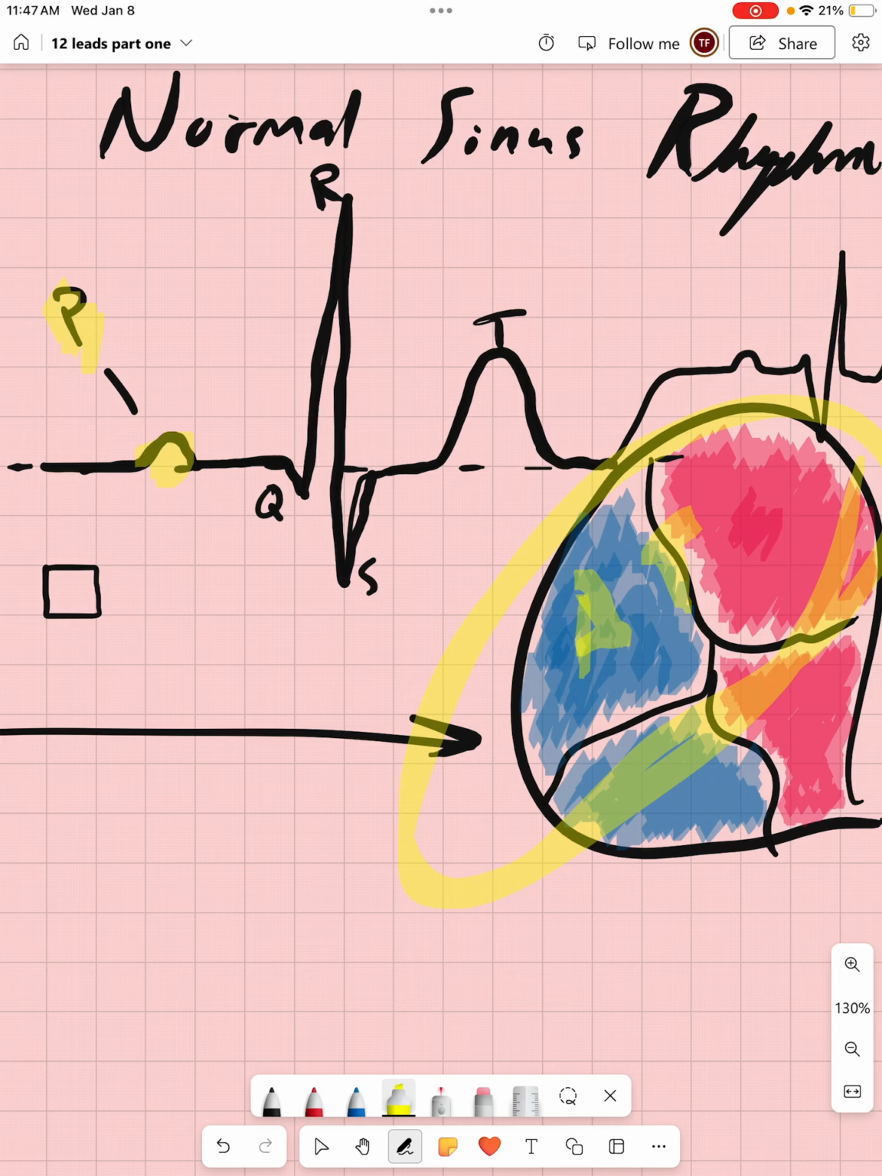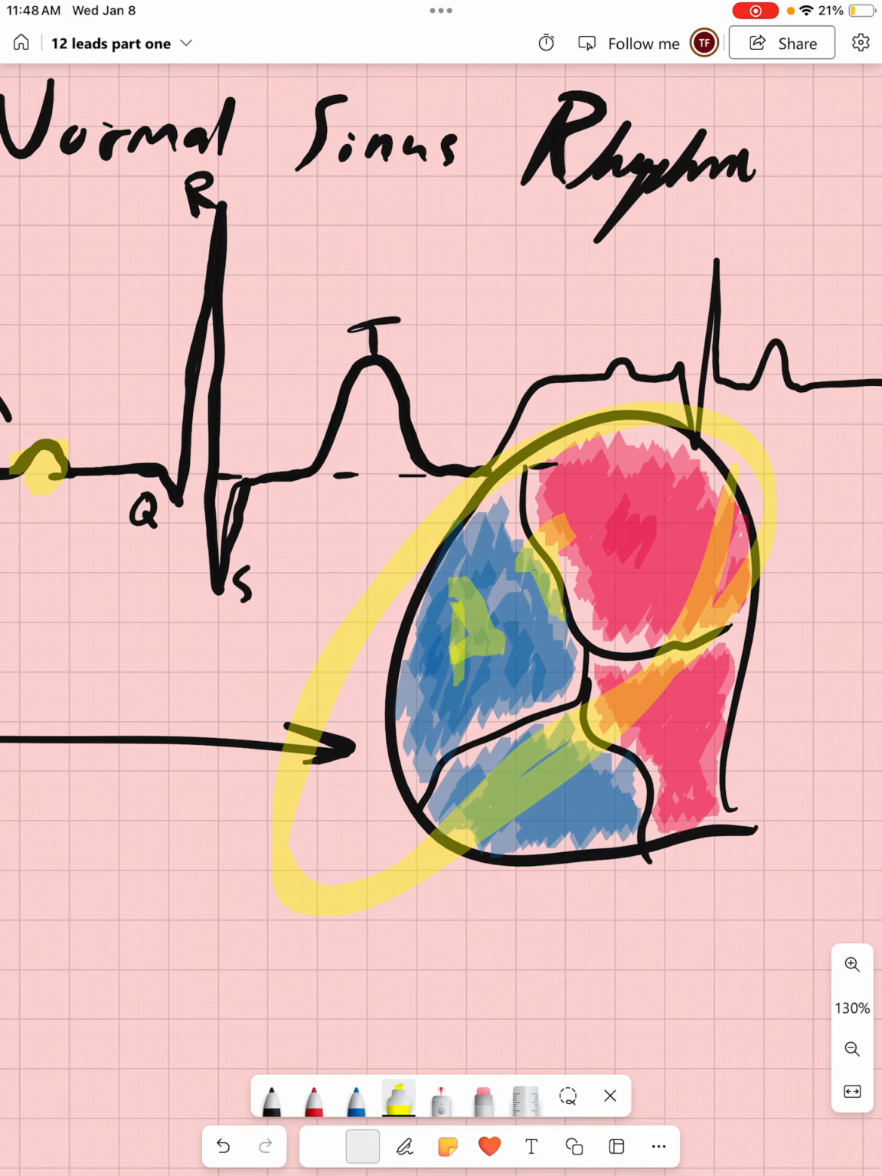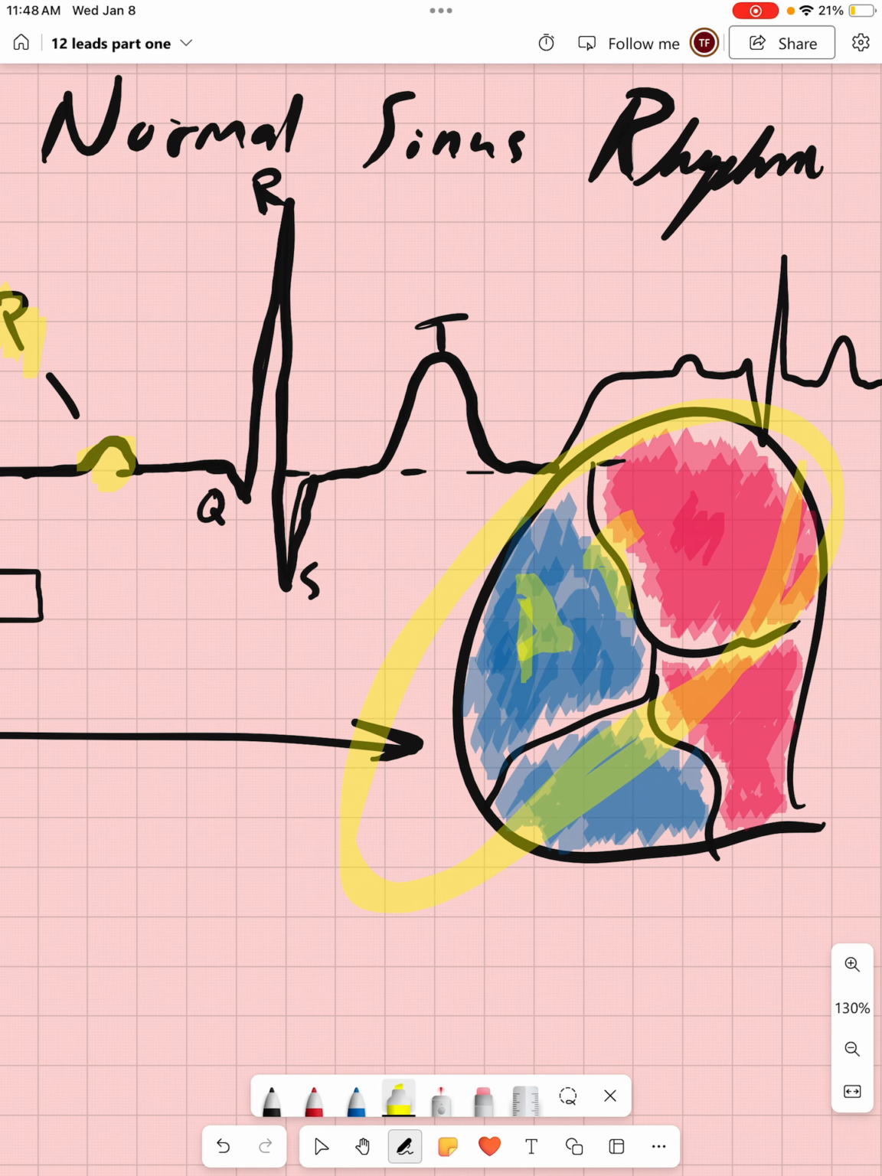So that is deoxygenated blood from the body getting squeezed to our right ventricle, and oxygenated blood from our lungs getting squeezed to our left ventricle. I might have gotten my right and left mixed up here. So resetting here, the P wave is measuring the electrical depolarization of our atria, so the top chambers of our heart.